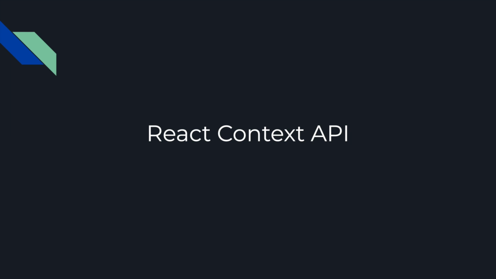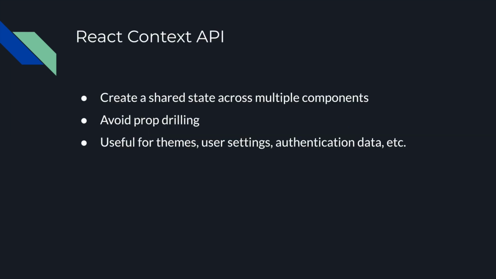The React Context API. The Context API allows you to create a shared state that can be shared across multiple components without having to pass props down through the component tree. It's useful for managing themes, user settings, authentication data, and other data that are required to be accessed across a hierarchy of components. Let's look at an example of Context API with useState.